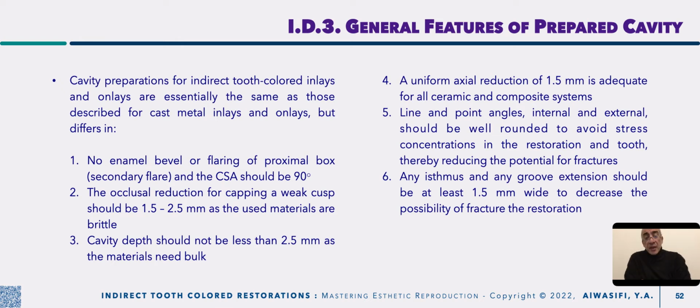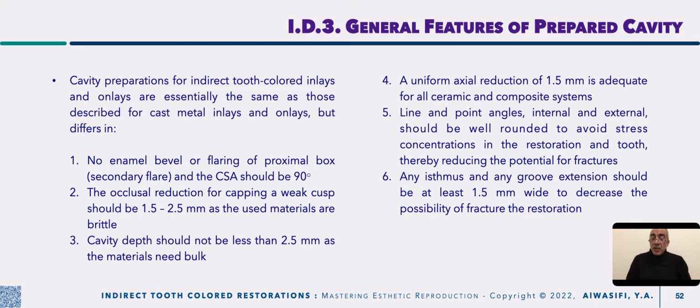Also, as the material is brittle, bulk of the material is important. That's why occlusal reduction or capping of a weak cusp should be at least 1.5 to 2.5 millimeters, because those are brittle materials, while for gold restoration it is just beveling, as gold in thin margins can withstand the tensile component of occlusal loading force. Cavity depth also should not be less than 2.5 millimeters to add bulk of the material. Axial reduction of 1.5 millimeters is adequate for ceramics and composites.